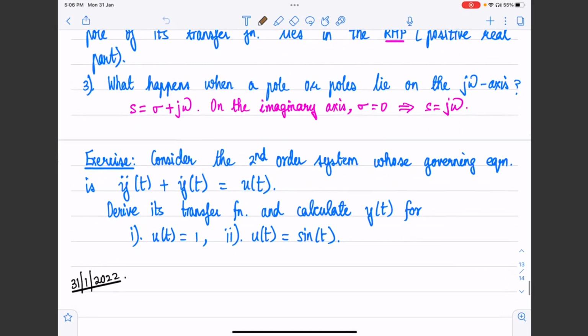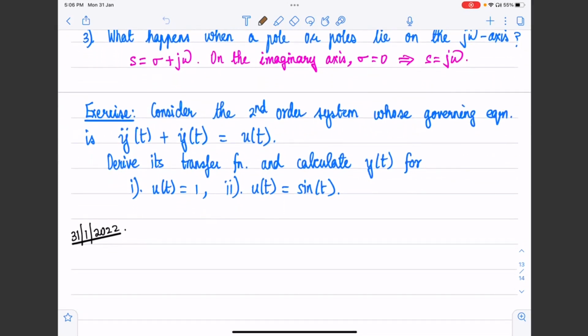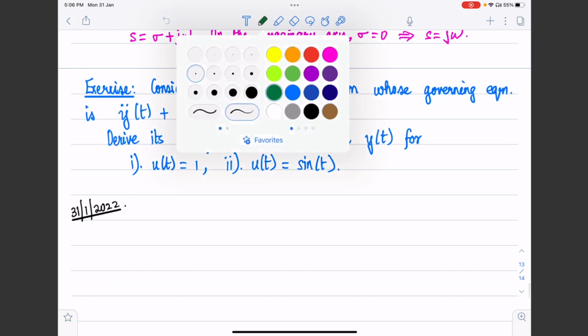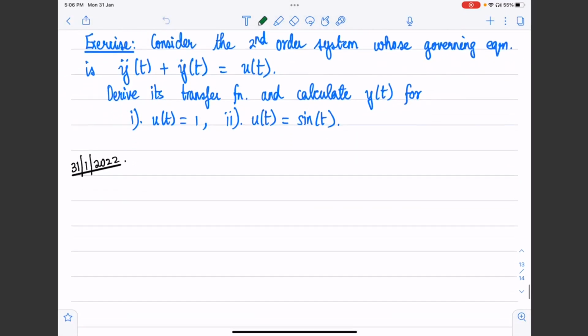I stopped with an exercise where I gave the governing equation of a second order system, and we wanted to figure out what would be the response of the system to a unit step input, and also to a sinusoidal input. So let's solve that problem today. First, let's start from the governing equation, and then we try to figure out the transfer function.